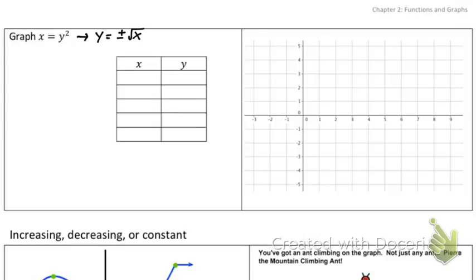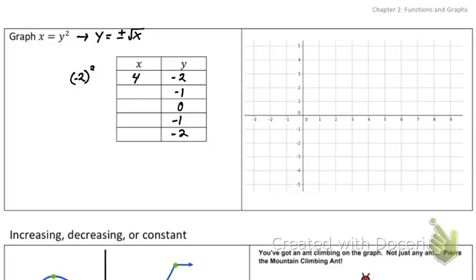I'm going to come up with my output column first, and that will give me my input column. What I mean by that is I'm going to focus on my y's, and I'm going to do -2, -1, 0, -1, and -2. So I'm going to work backwards. If my output is -2, what's my input? Well, to get my input, I'm just going to take -2 squared to get me 4.